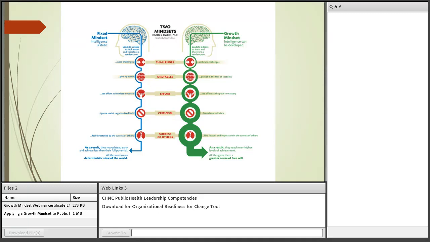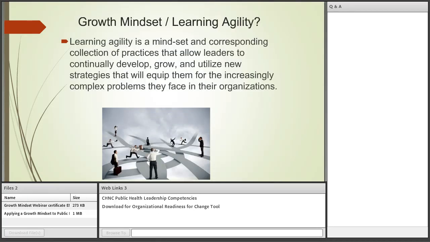On the next slide, I'll define how we look at growth mindset and learning agility and how the two connect. I've spoken a lot about growth mindset and given you some characteristics that define it. The next step is learning agility. What I mean by that is that learning agility is a set of practices, leadership practices, I would say.